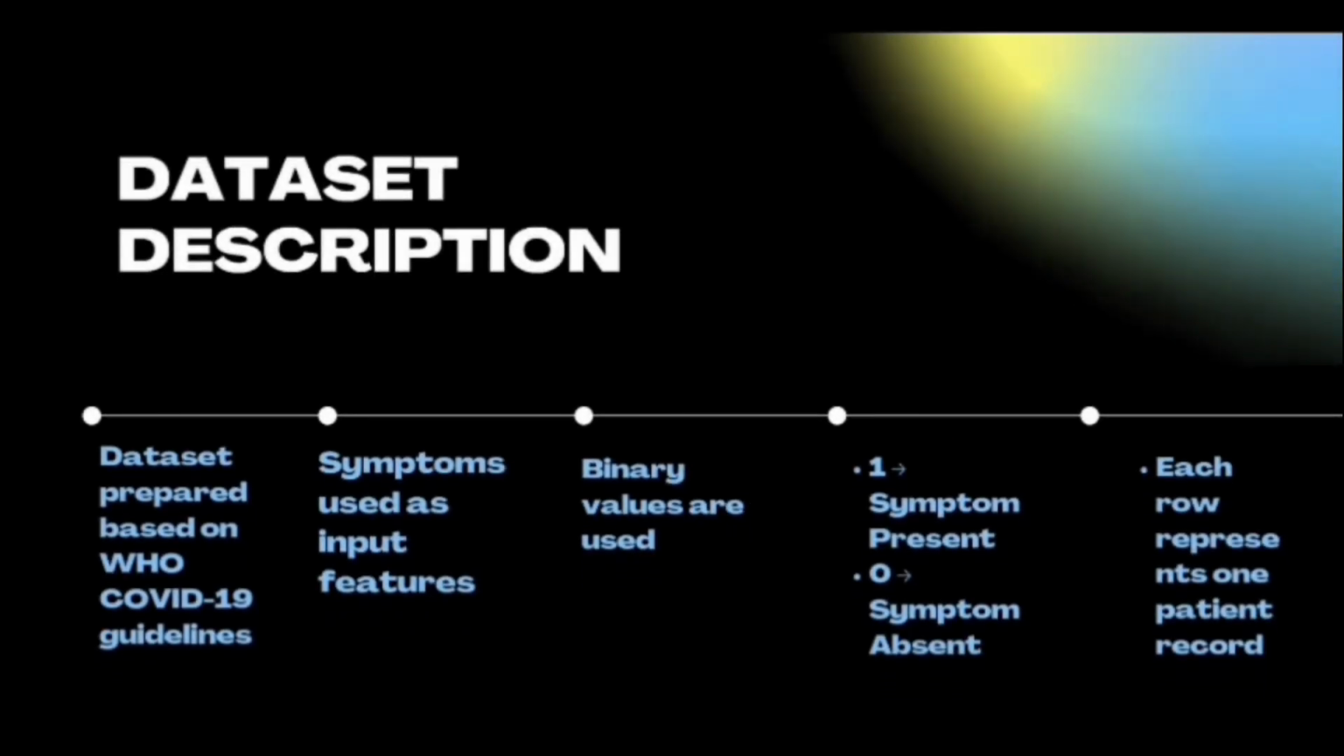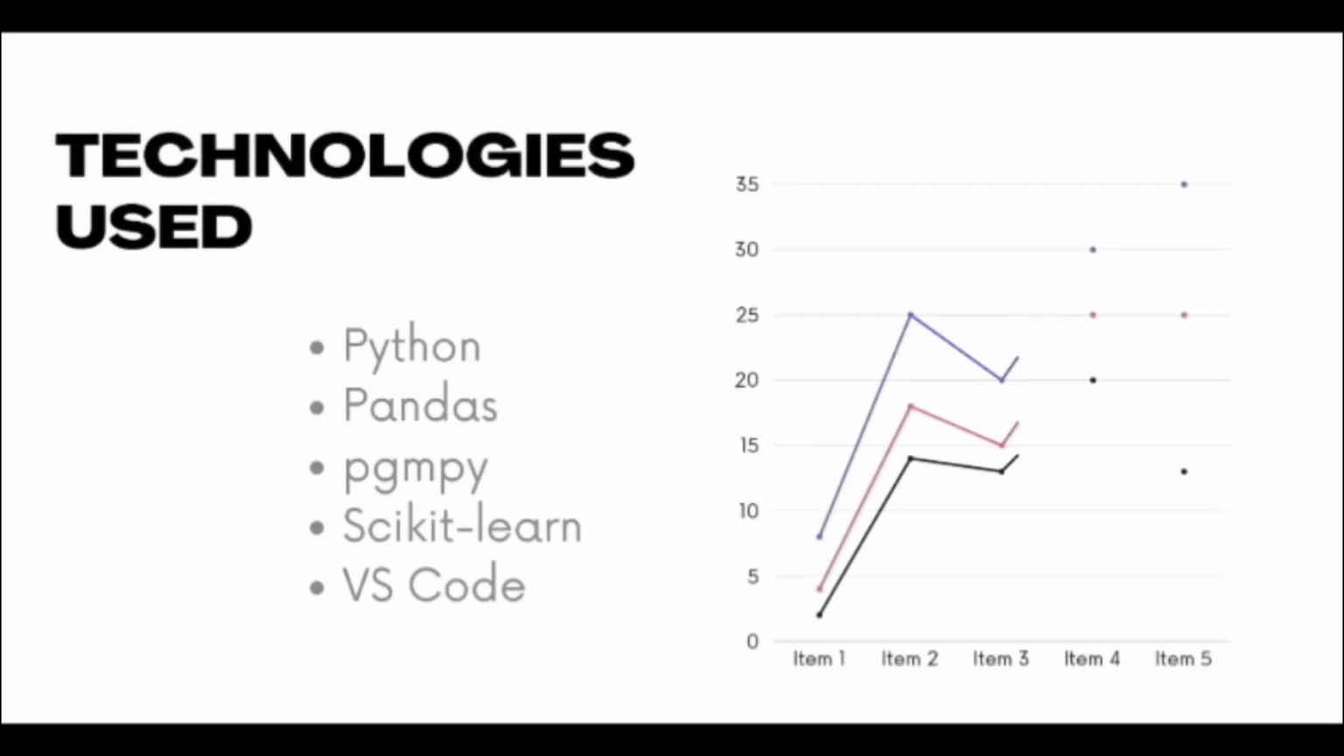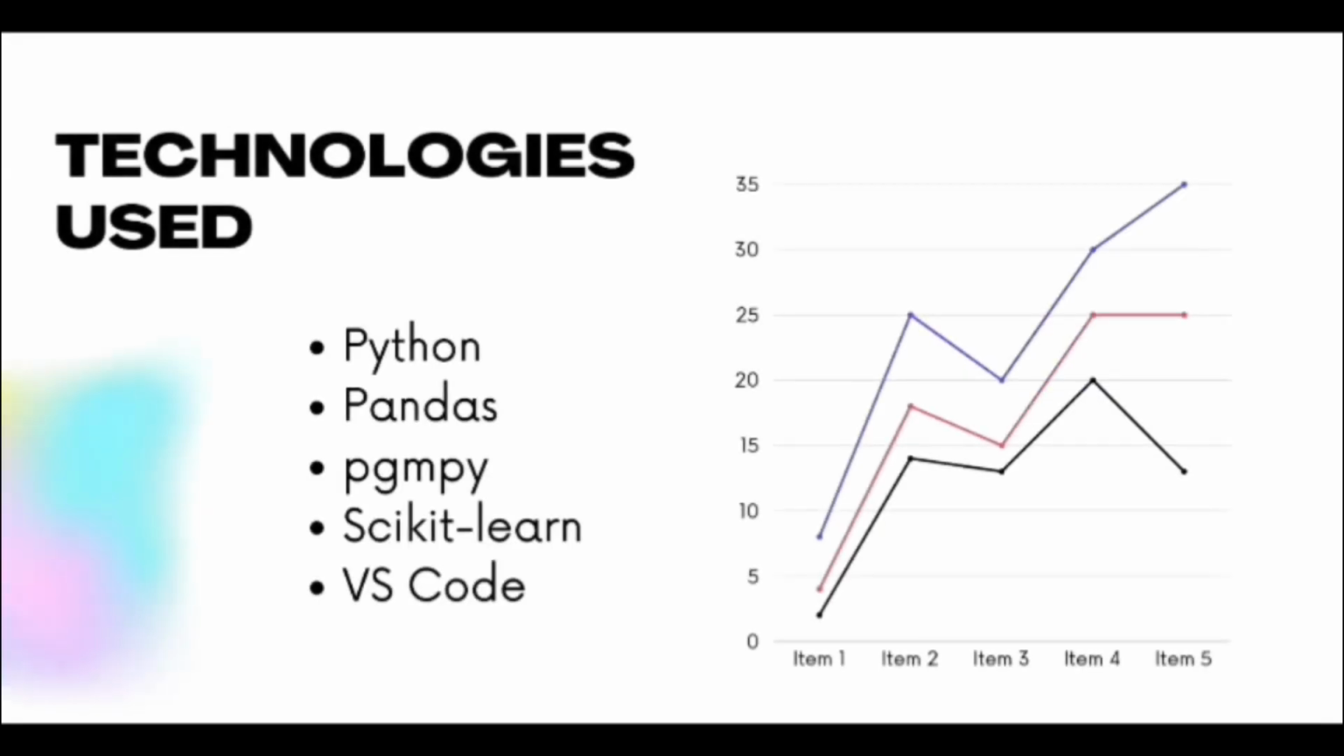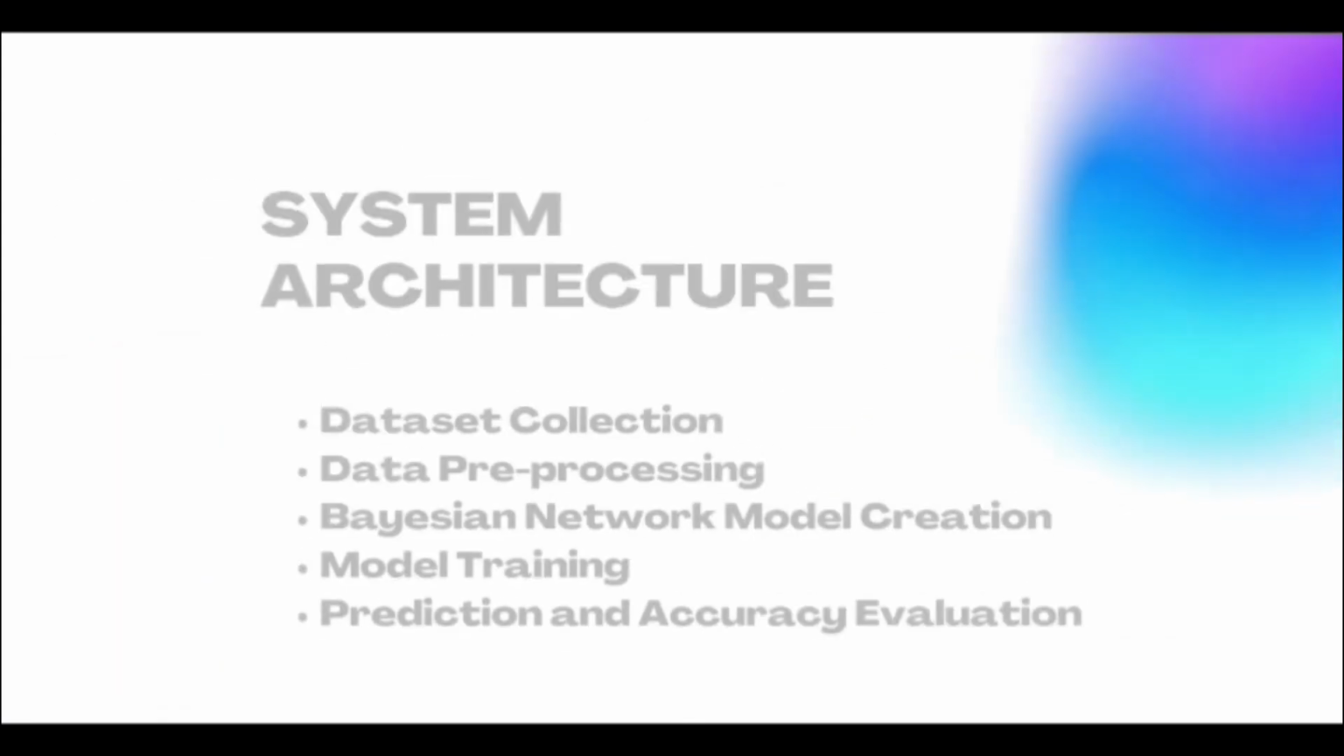Dataset description. This dataset is prepared based on WHO COVID 19 guidelines. The symptoms are used as input features, binary values are assigned, where 1 indicates the symptom is present and 0 indicates it is absent. Each row in the dataset represents a single patient record. Technologies used. For this project, we used Python programming language along with libraries such as Pandas, PGMPY, and Scikit-learn. The development was done using Visual Studio Code.